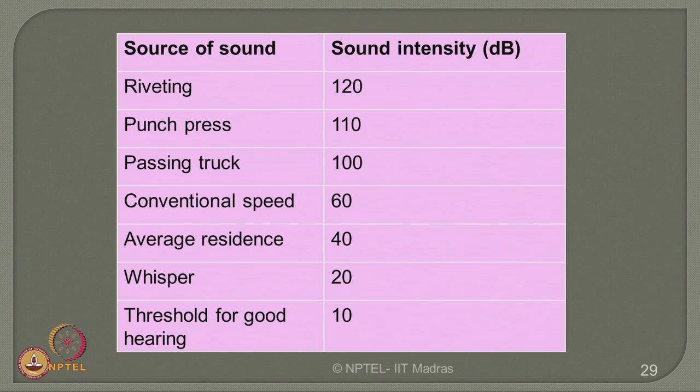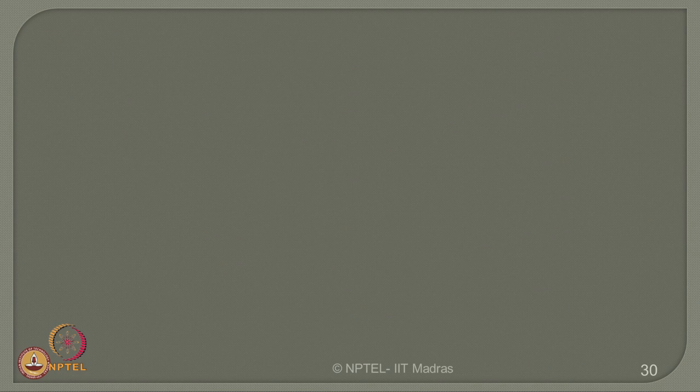If you look at the acceptable level of sound intensity in decibels for different processes involved in the industry, you can see here that even whispering can have a sound intensity of 20, whereas riveting, punch press, passing truck, etc. have very high levels of 120, etc. An acceptable level of sound intensity in process industry should not cross 90. So, if the value crosses 90, it is unacceptable, and the exposure to this sound level should be as minimal as possible under safety regulations of process industries.